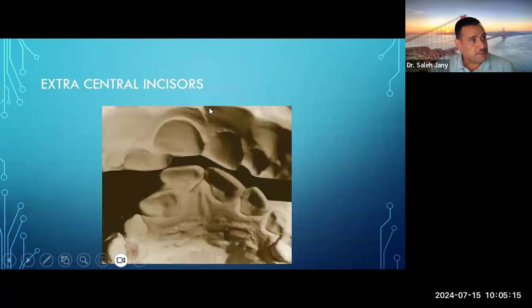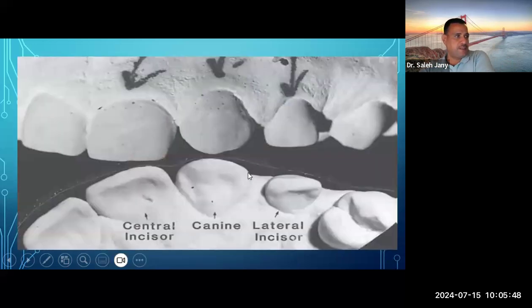Sometimes people have an extra central incisor. We usually have two central incisors, but some people have three, which causes crowding. A central incisor is a big tooth. So here, what is the dentist's decision? We have to extract one, because it will be easier to do braces. I think we can extract this one because these are aligned on the same line. So people have extra teeth like this.